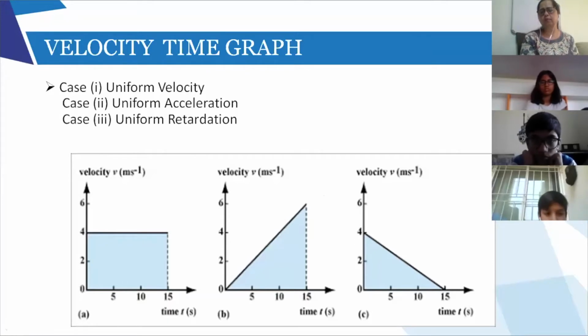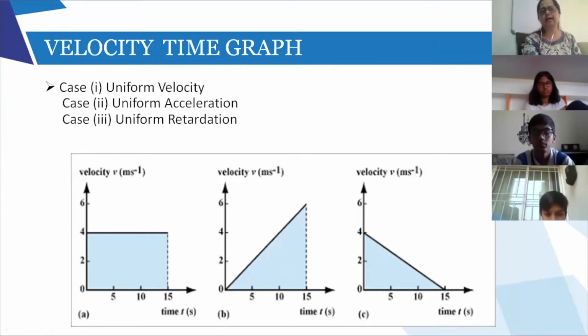Ma'am, how is the last one uniform? Because the car stopped, this is retardation, reducing acceleration. Yeah, you can say reducing. The car stopped after 15 seconds. Yes, it is.